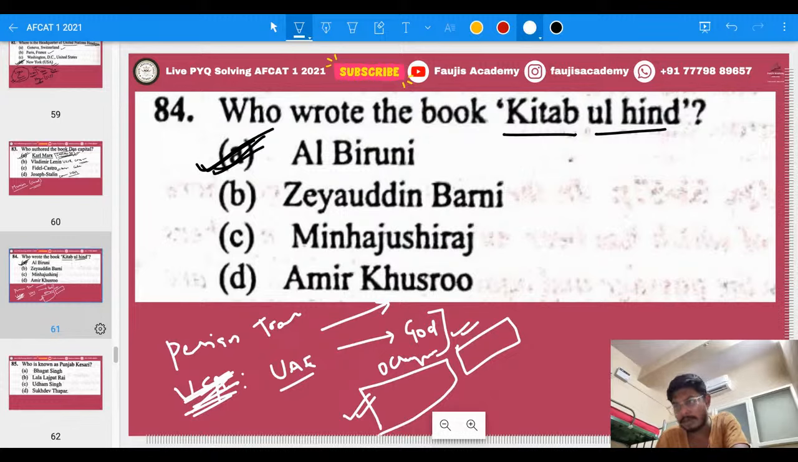Muslims bury the body, but Hindus burn the body. So that's the difference.